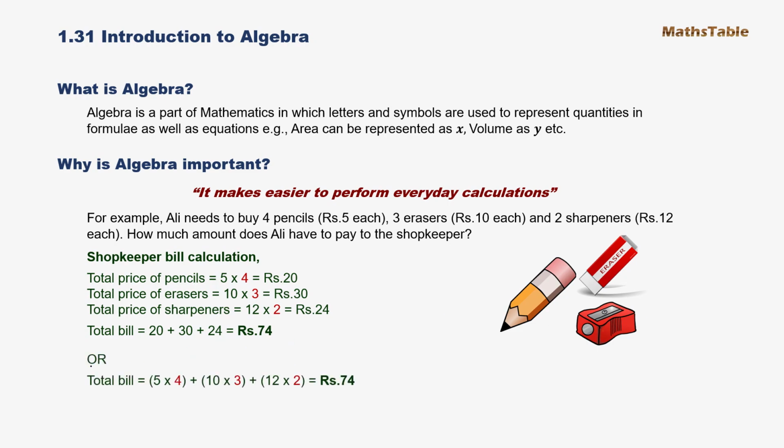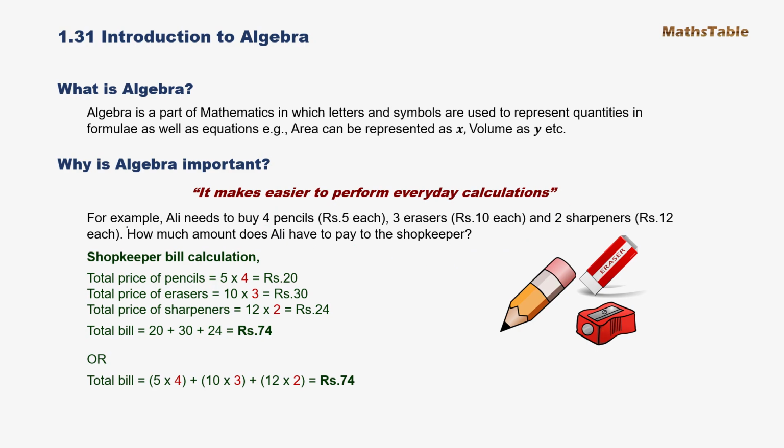Well, however, he can also perform this calculation in a single step. Like, for example, it's written like 5 times 4, the same calculation in the form of brackets and addition in a single step. We get the same answer like this. Now, over here, if we look closely, there are some quantities in this calculation, like 4, 3, and 2, which are the number of items which Ali is buying.